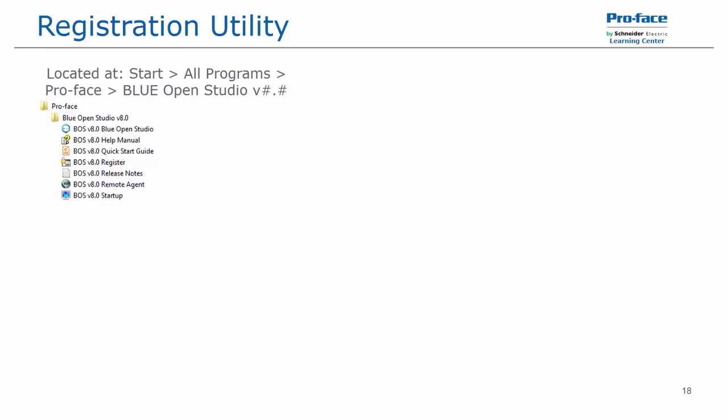Now, before we license the software, we'll quickly walk through the steps necessary. First thing we'll need to do is open the registration utility, which is typically located in the Start menu under All Programs. And you go to ProFace and then Blue Open Studio, and then it is the BOS and then the version number, Register.